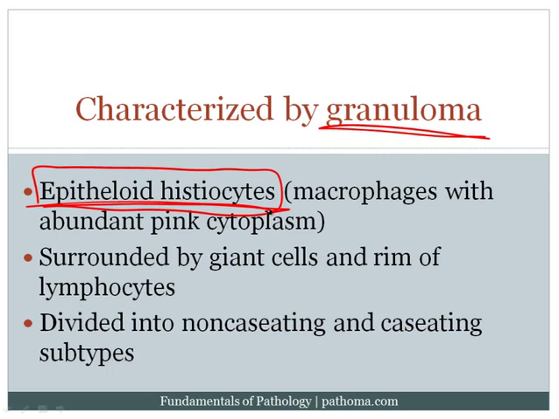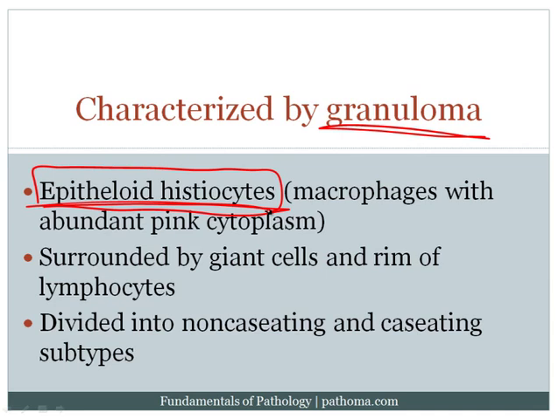What is an epithelioid histiocyte? Now, macrophages normally have a foamy cytoplasm. It's a relatively clear cytoplasm. However, when macrophages get activated, they can develop abundant pink cytoplasm, and those are called epithelioid histiocytes. And the aggregate of epithelioid histiocytes is called a granuloma. So when you have aggregation of epithelioid histiocytes, that's called a granuloma.